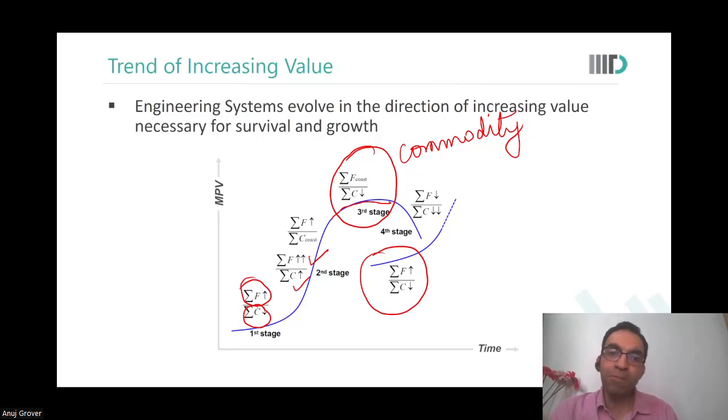So at that stage, at that time, you are in the first stage. Now once your product is launched, then what do you do? You hire new engineers so that they can enhance the functionality of the product. Your costs increase and your functionality increases at a faster pace. It happens.